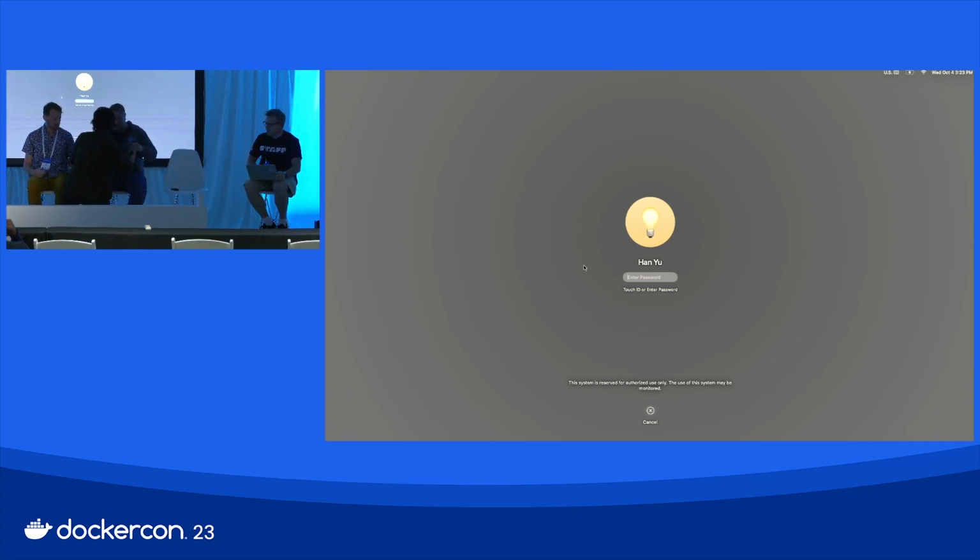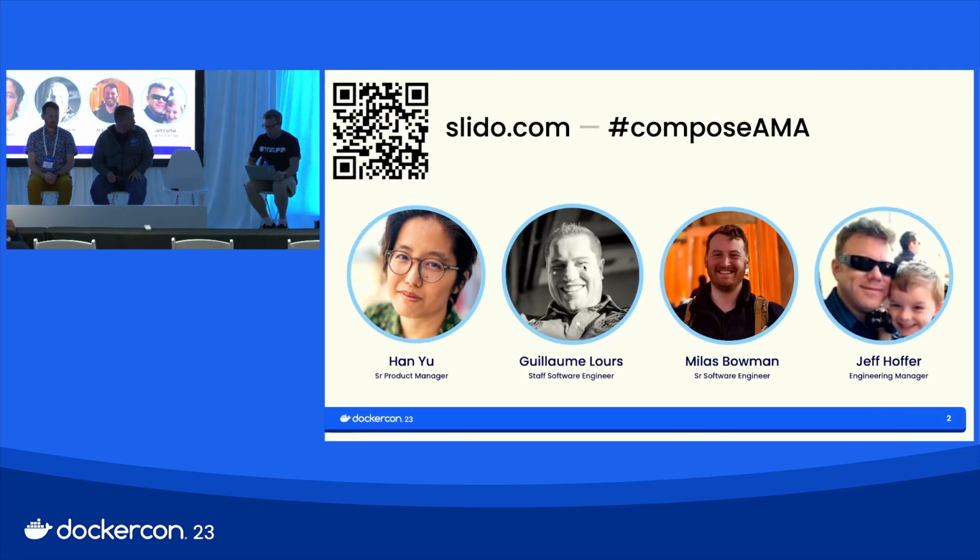Well, while Han gets the background back up, we have a question. Is it possible to rebuild with NPM some part of the code in the project instead of the whole project or multiple projects with the Docker Compose watch? Can you read that again? Sure. Is it possible to rebuild with NPM some part of the code in the project, instead of the whole project or multiple projects, with the Docker Compose watch?